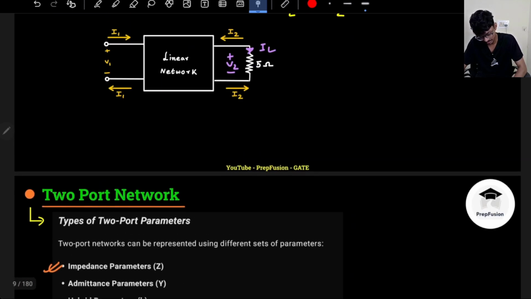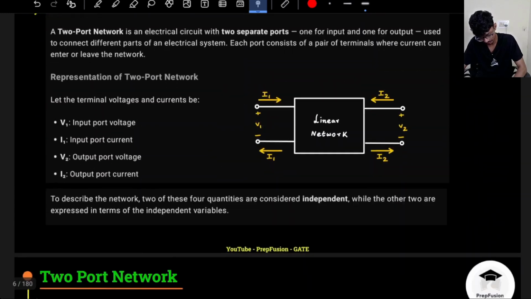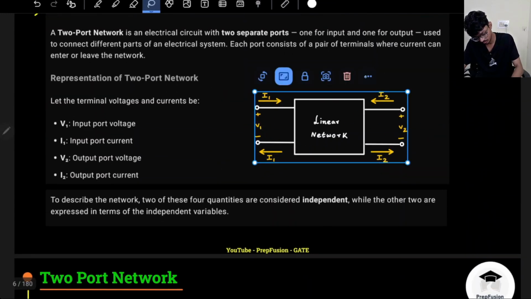I will explain. So where is the network? This two-port network, if I can copy.